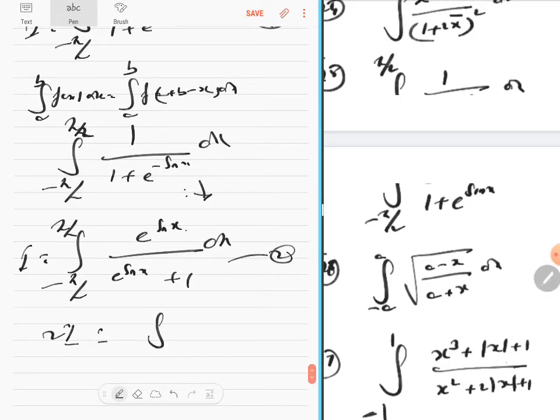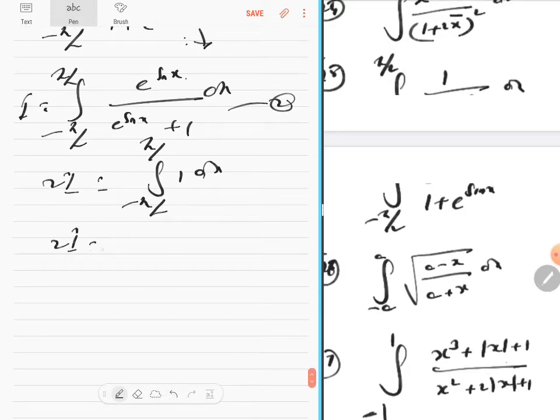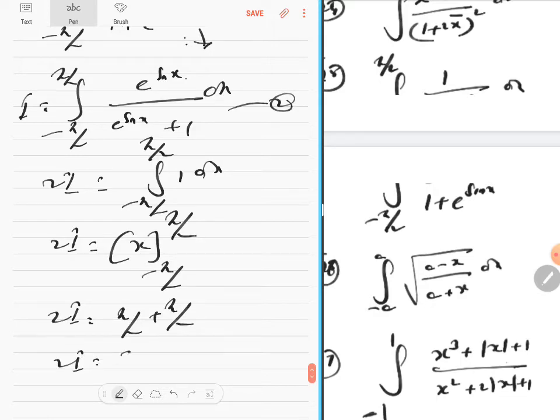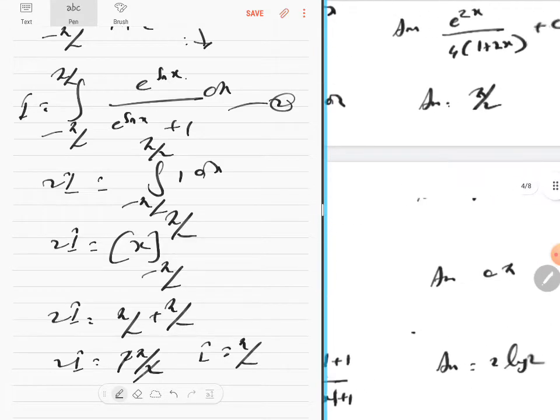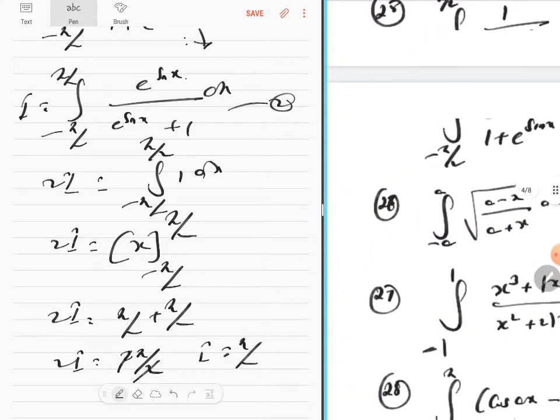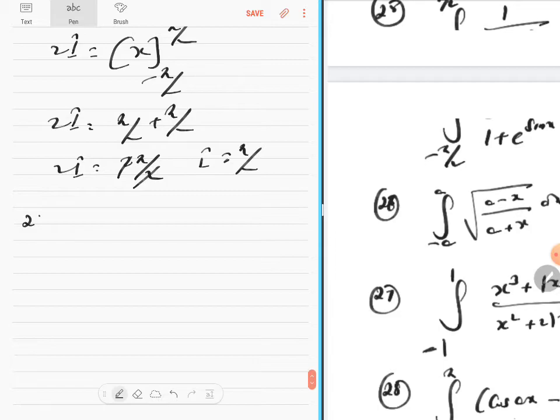So 2I is equal to the integration of 1 dx from minus pi by 2 to pi by 2. It becomes so easy to solve the sum. So it's x from minus pi by 2 to pi by 2. 2I is equal to pi by 2 plus pi by 2, which is 2 pi by 2, and so I is equal to pi by 2 is the answer. So let's go to the 26th question.